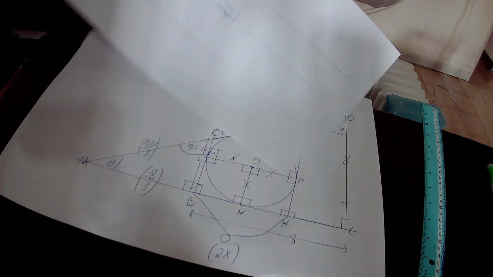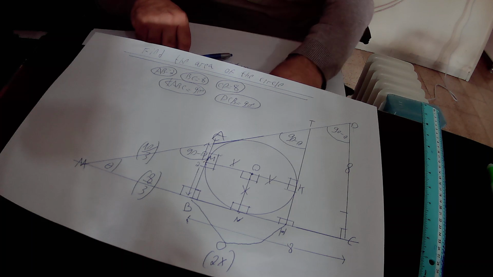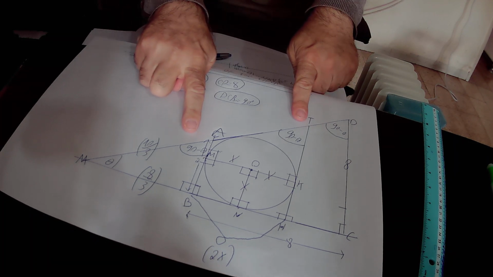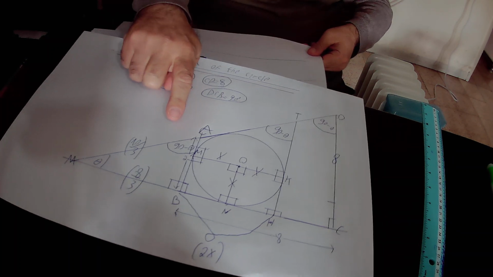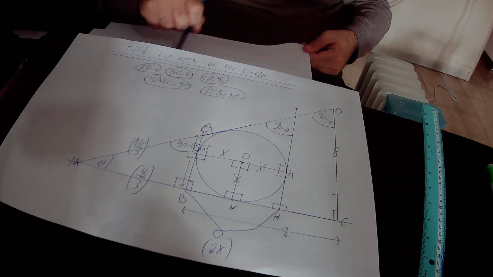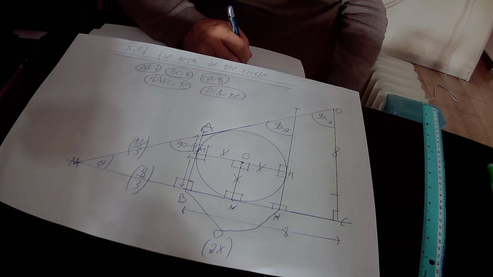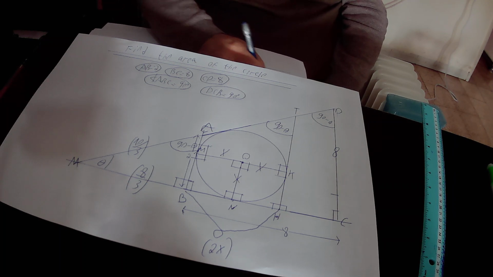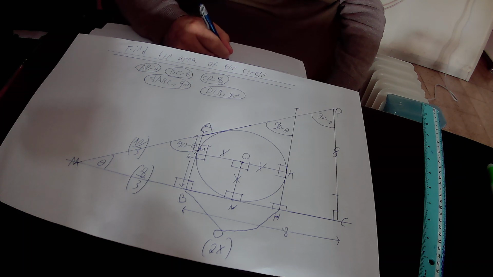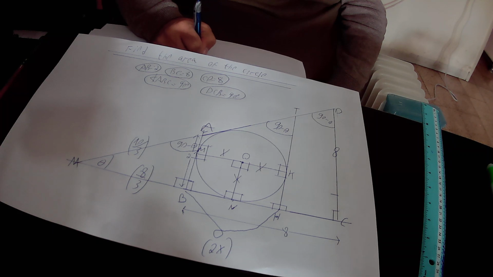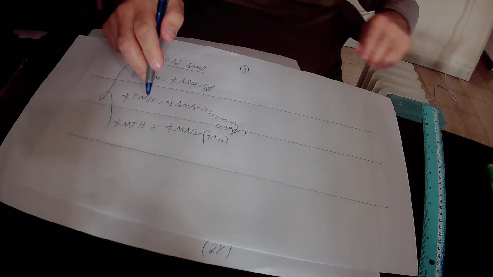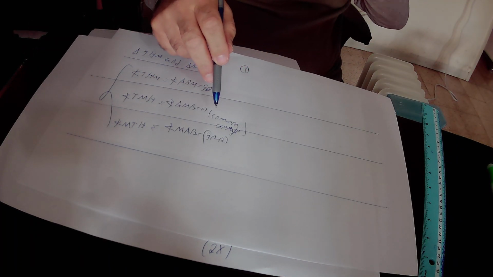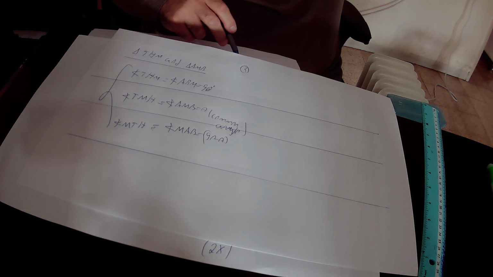And finally, those two angles are both equal to 90 degrees minus theta, therefore they are equal to each other. So you can write down that angle MTH in the big triangle is equal to angle MAB in the small triangle. They are both equal to 90 degrees minus theta, therefore they are equal to each other.